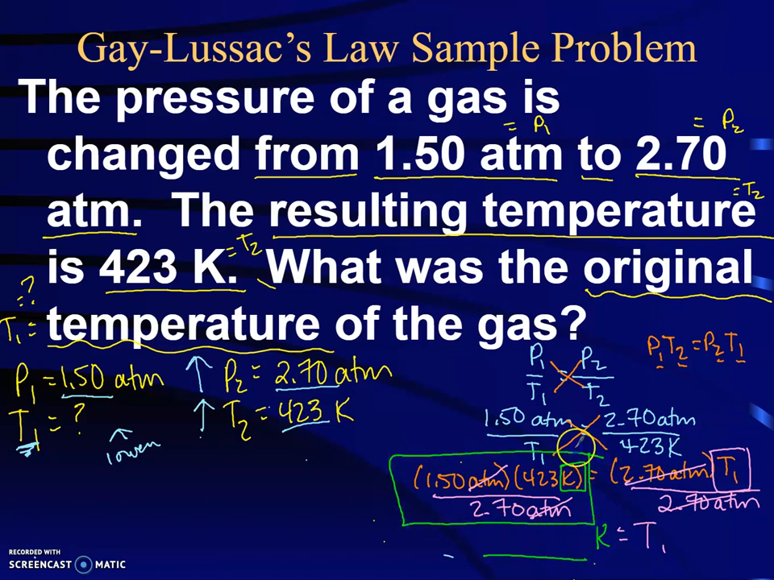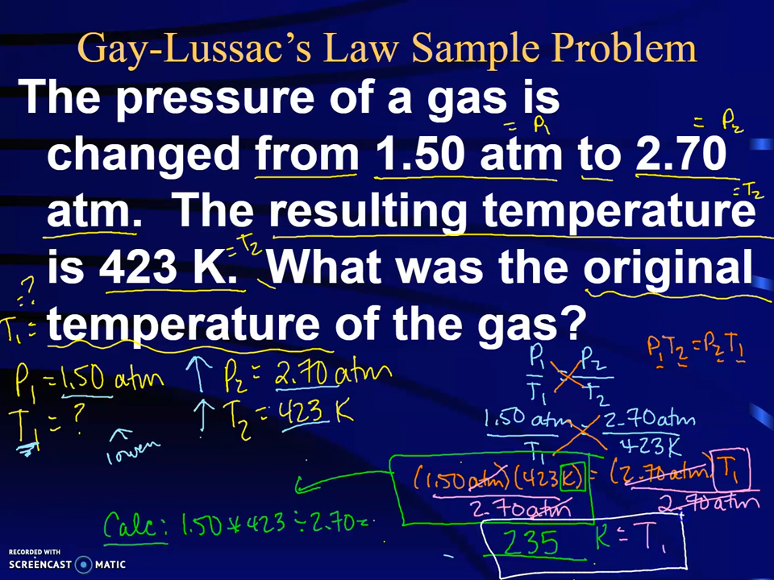So how do I put this in the calculator? Go grab your calculator. Push pause if you need to. Okay, what you put in your calculator is every number on the top you multiply. If it's in the denominator, you divide. 1.50 times 423 divided by 2.70 equals, and we get a value of 235 Kelvin.